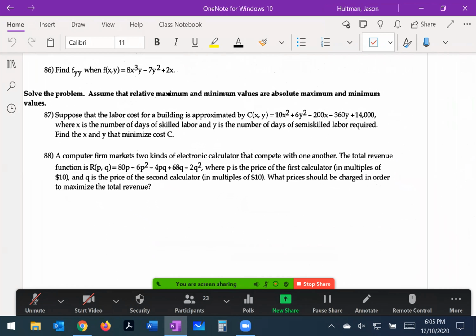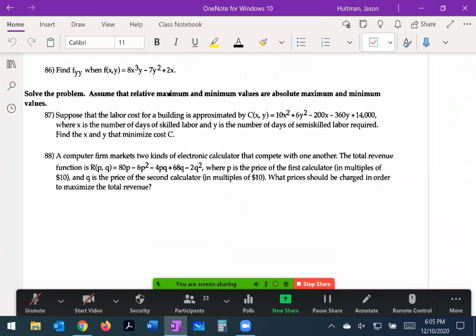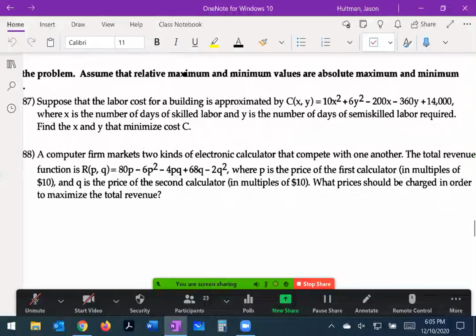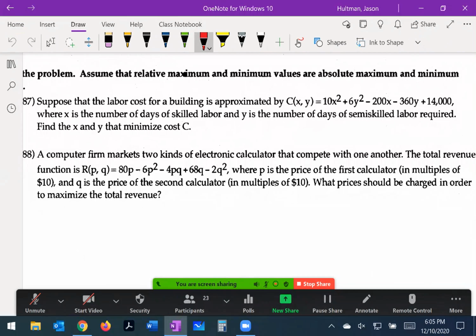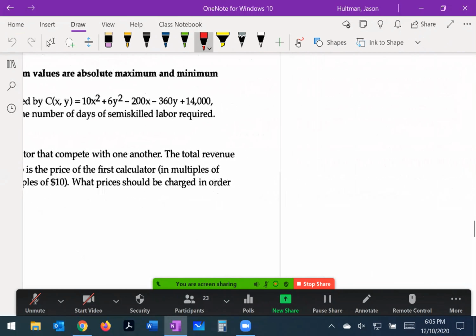Okay, so 87 says, suppose that labor costs for a building are approximated by C of X, Y. Find the X and Y that minimize the cost. So we have to do our D test here, to minimize the cost. Okay, so let's see.